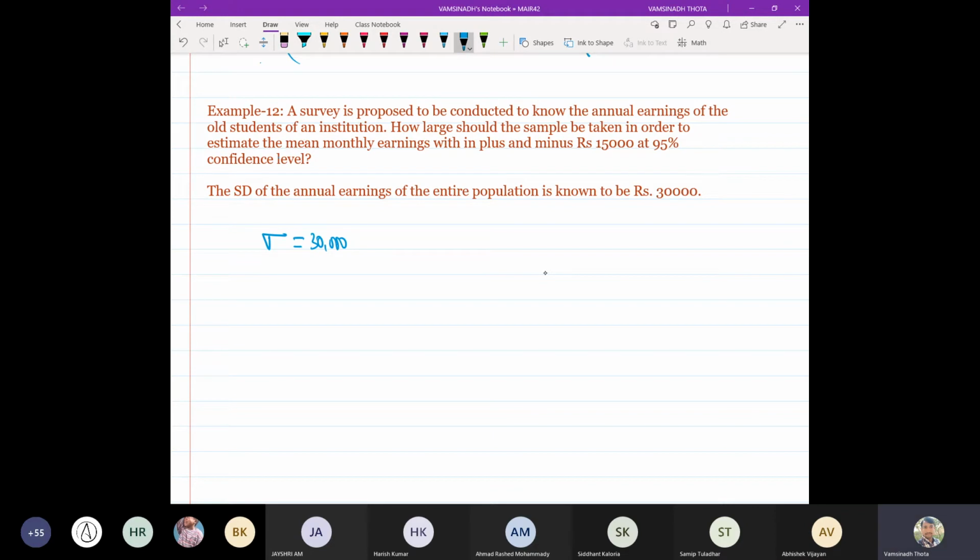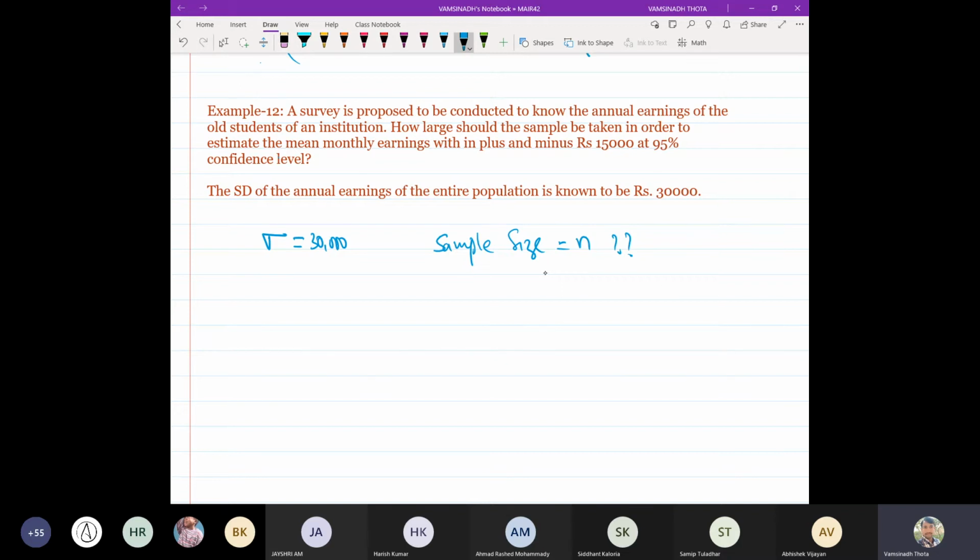Now, 95% confidence level is there. That is also fine. What is asked? Basically we need to find the sample size. Sample size required is equal to n. What should be the sample size so that the required thing will happen? What is the required thing? How large should the sample be taken in order to estimate the monthly earnings within plus and minus 15,000 rupees.